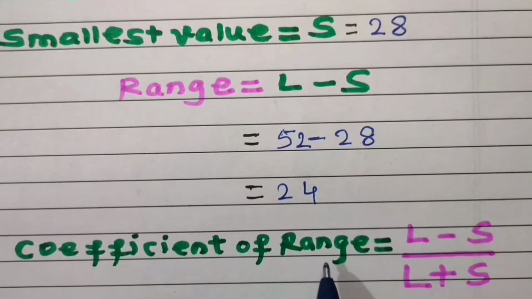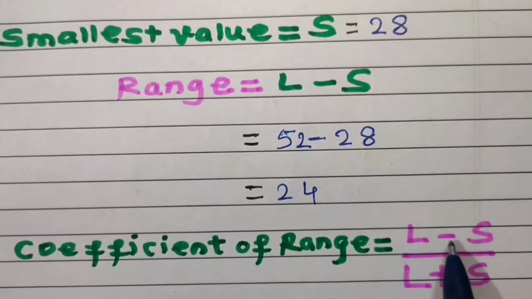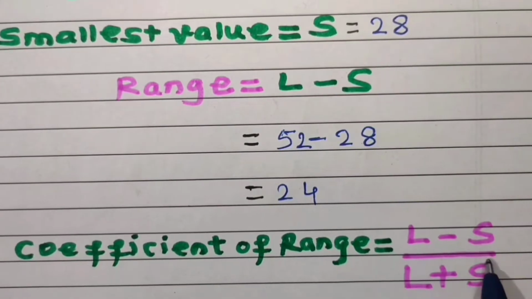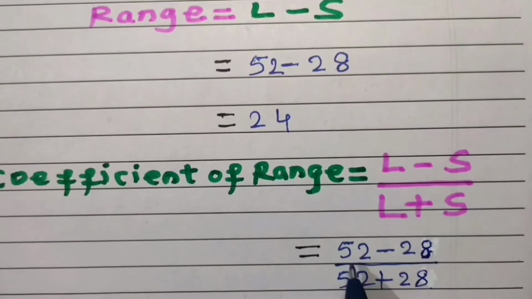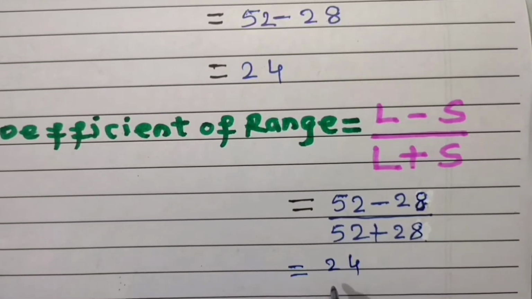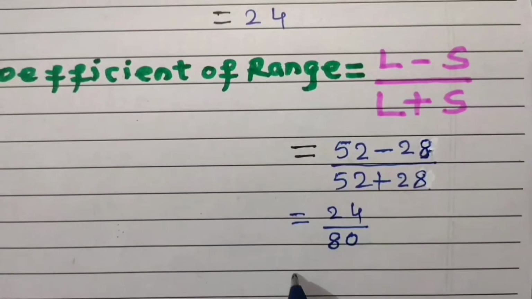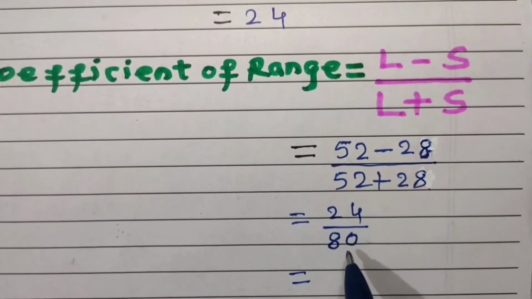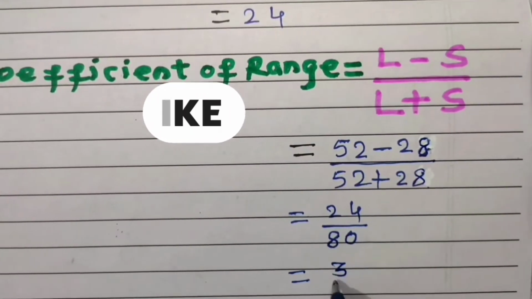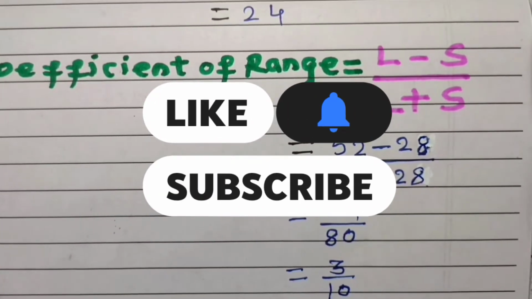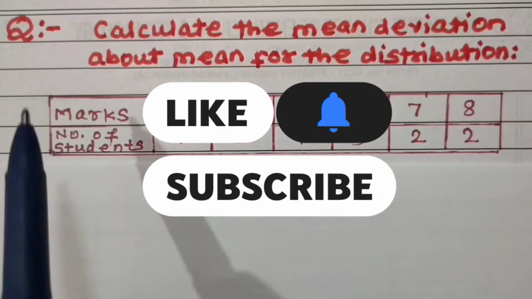Now coefficient of range is equal to capital L minus capital S divided by L plus S. Now let us put the values. 52 minus 28 divided by 52 plus 28, which is equal to 24 divided by 80, since 52 plus 28 is 80. This is equal to, dividing numerator and denominator by 8, 3 divided by 10, and this is the answer. Let us solve the next sum.